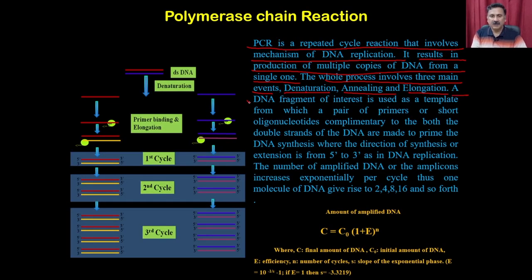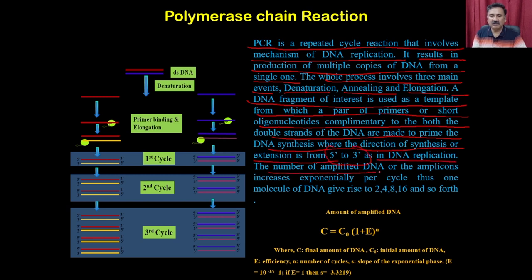A DNA fragment of interest is used as a template, from which a pair of primers, or short oligonucleotides complementary to both DNA strands, are made to prime the DNA synthesis, where the direction of the synthesis or extension is from 5 prime to 3 prime. As in DNA replication, the number of amplified DNA, or the amplicon, increases exponentially per cycle. Thus, one molecule of DNA will give rise to 2, 4, 8, 16, and so forth. And if you want to calculate the amount of amplified DNA, you can use this formula.